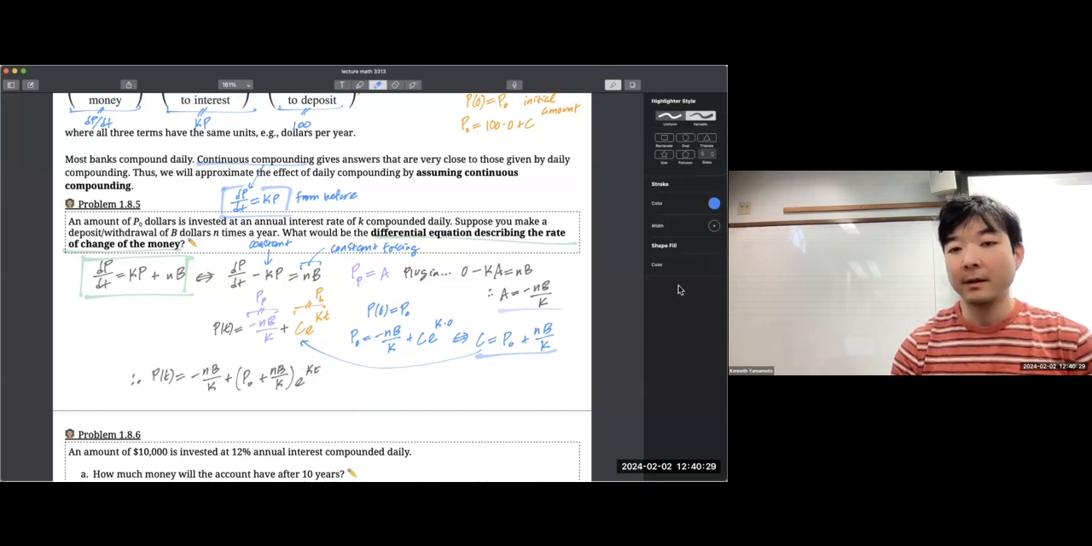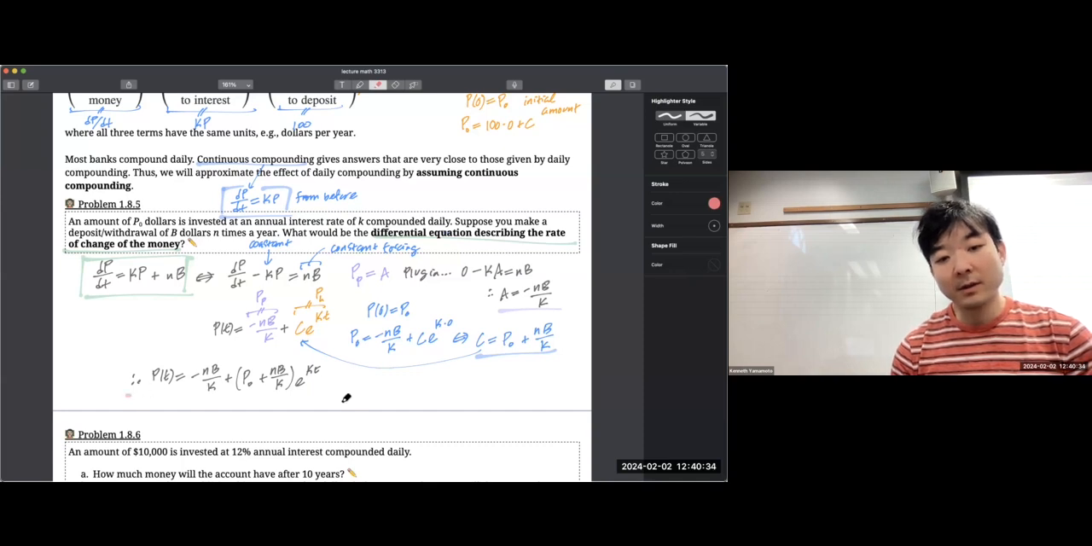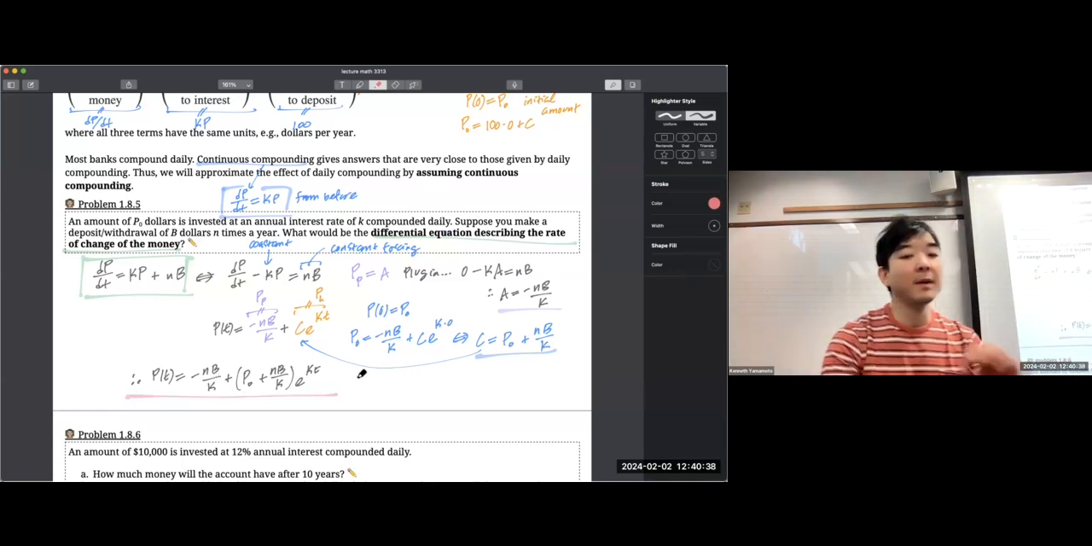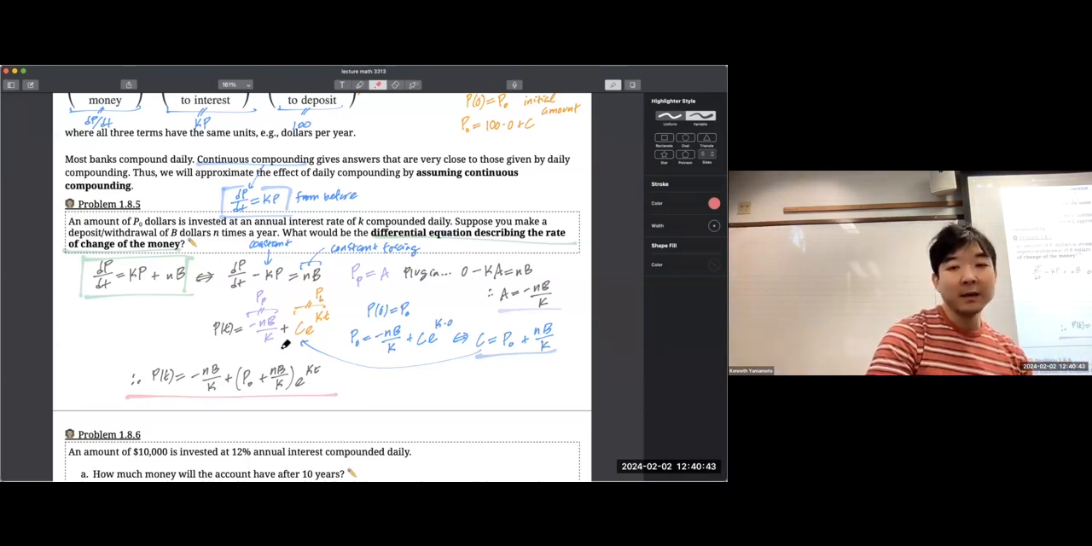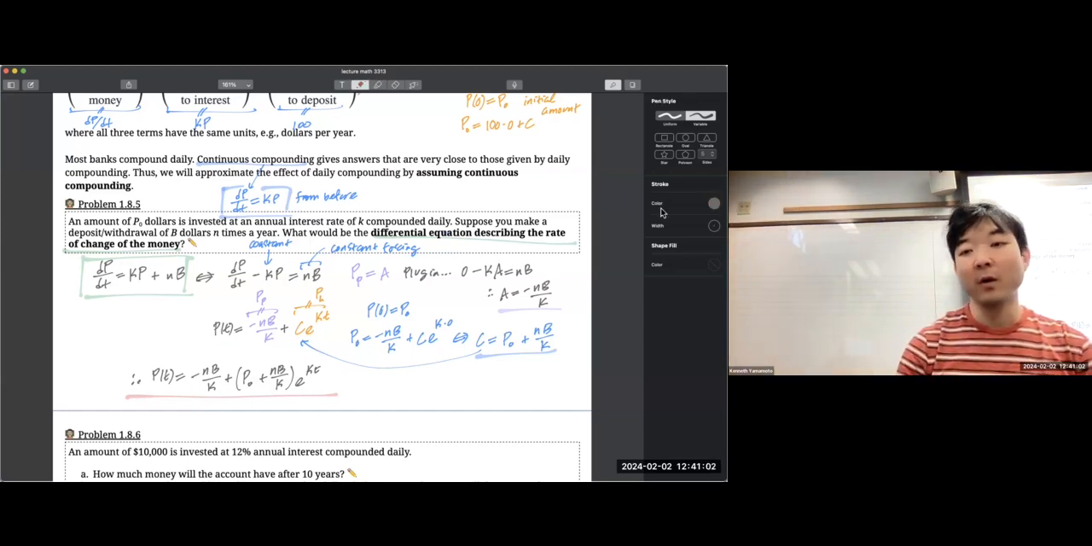Okay. So this is the full model that will describe how your money is going to evolve as a function of time with annual interest rate of K compounded daily, which you're going to assume is compounded continuously, is this good approximation, with some fixed amount of deposits and withdrawals of n times a year. This is much harder than, so what did we have before?